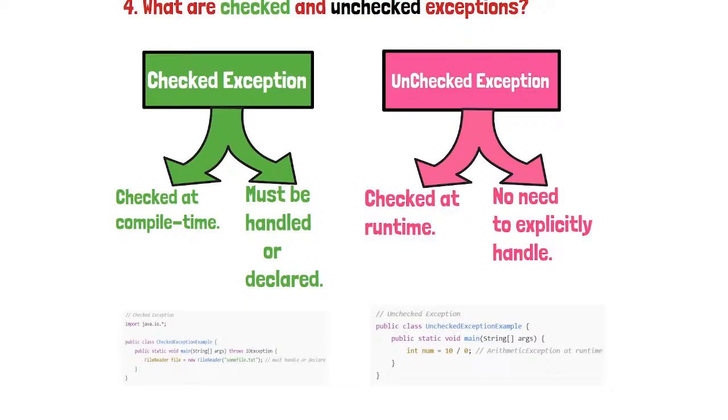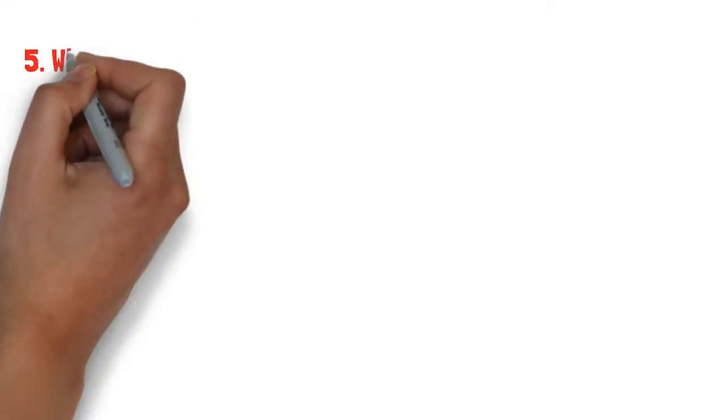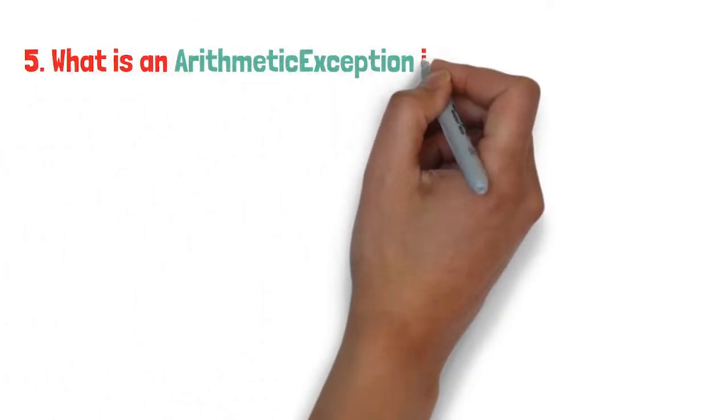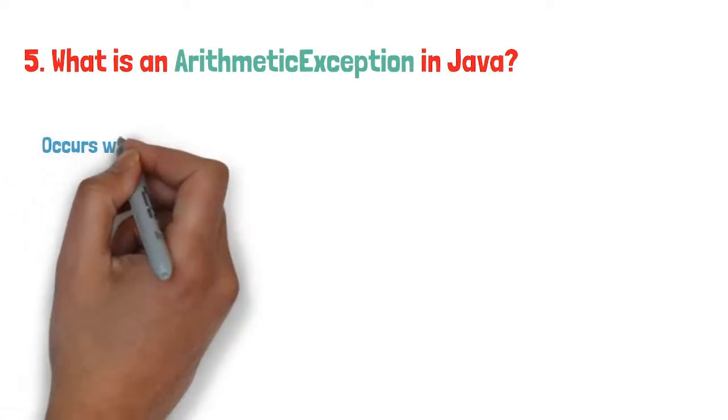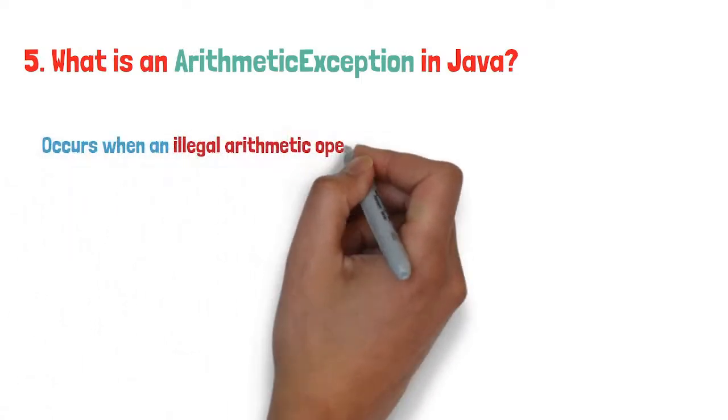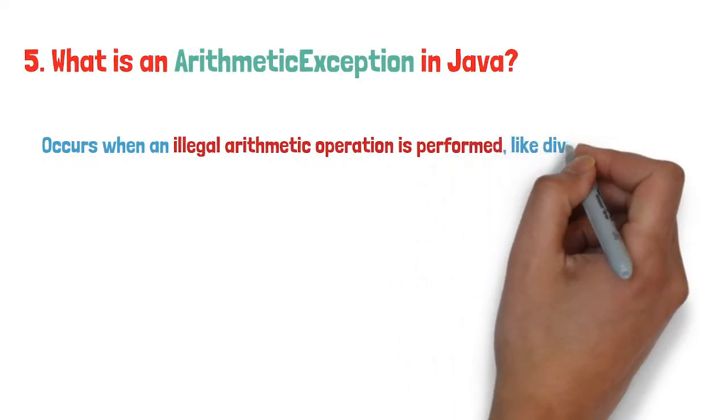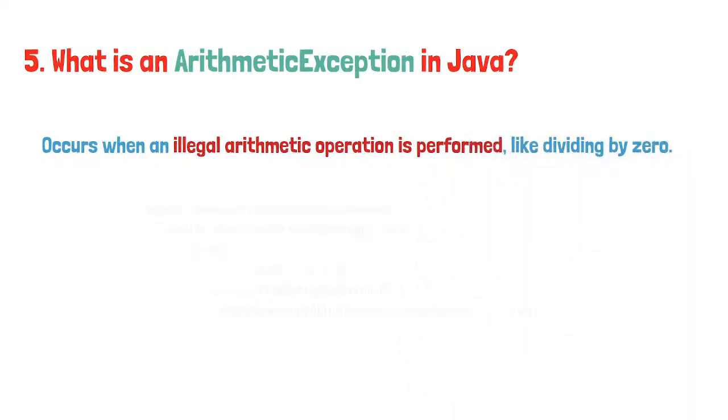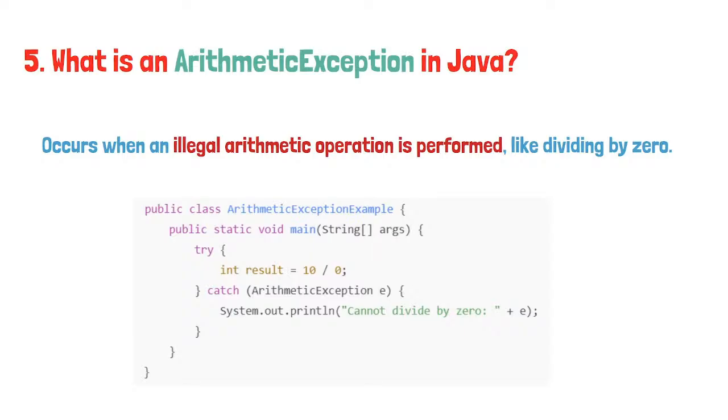And the next question is: what is an arithmetic exception in Java? An arithmetic exception occurs whenever you use an illegal arithmetic operation or expression. Suppose you divide 10 by 0 or 50 by 0 and have not handled it properly, it will give an arithmetic exception.